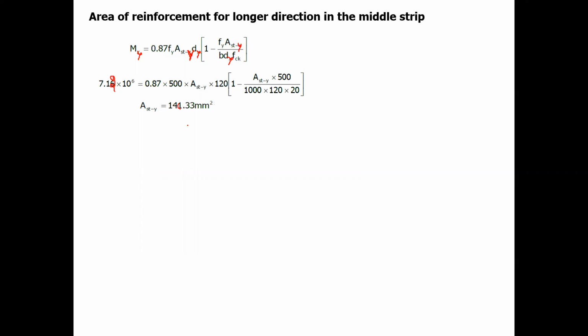Okay. Anyhow, you have to compare this Ast y with Ast minimum, right? You know the value of Ast minimum which you have already calculated. It is 180. So which one you have to consider? Ast minimum, sir. Okay, take down, because Ast y is less than Ast minimum. Provide minimum reinforcement of 180 mm square. Okay, finished.